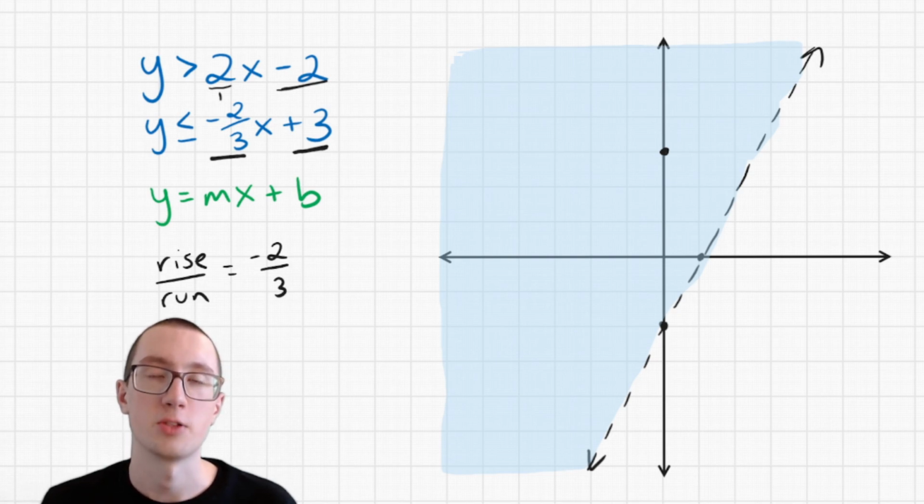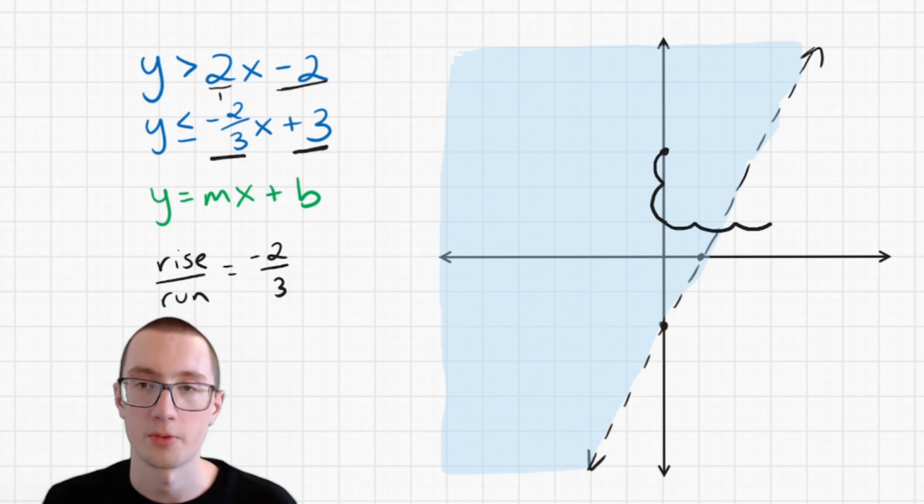So a negative rise means we're going to be falling. So let's go to our point here. Our rise is negative 2, so we're going to fall 1, 2. And then we're going to run 1, 2, 3. And this will be our second point.